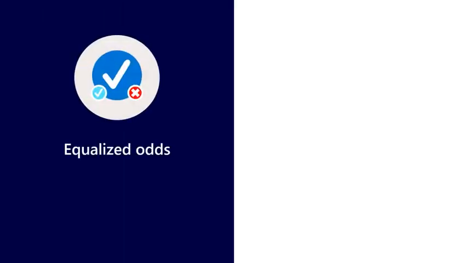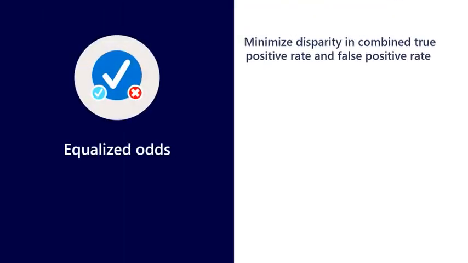Use this constraint with any of the mitigation algorithms to minimize disparity in combined true positive rate and false positive rate across sensitive feature groups.